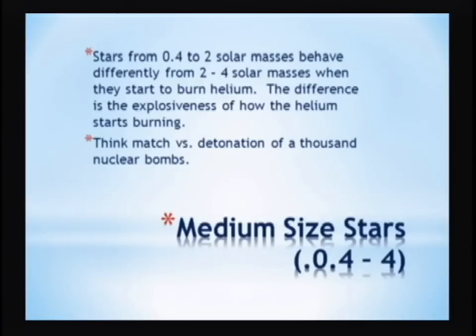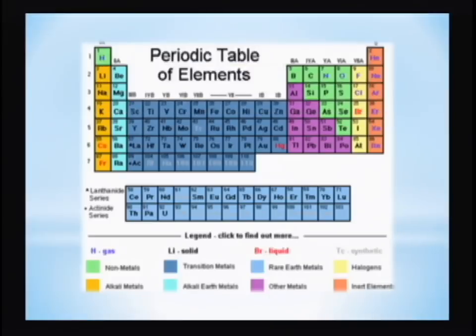And I want you to, like I said, think about matches versus detonations of 1,000 nuclear bombs. Guys, that's a huge energy difference. And that's exactly what goes on with these smaller stars when they start burning helium. It's called a helium flash, and you get a tremendous amount of energy produced, in which case you get a big, huge pulse, as opposed to just the burning of a match. And that's how these larger stars do it. And so it's not a really big deal.